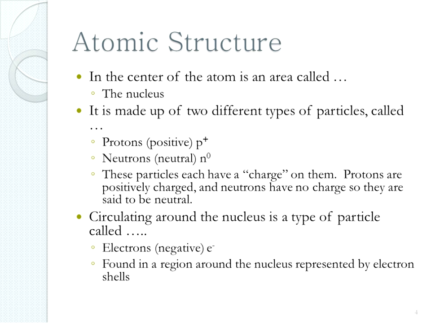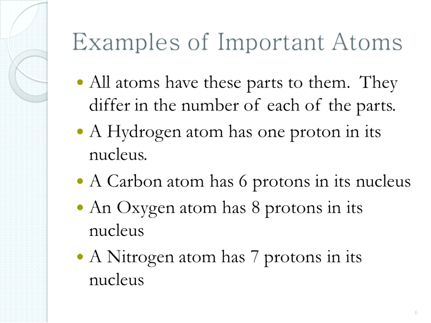So in the center of the atom is an area called the nucleus. It's made up of two different types of particles. Protons are positively charged. Neutrons are neutral. Circulating around the nucleus is a type of particle called electrons, and they're found in a region around the nucleus represented by electron shells. All atoms have these parts to them.